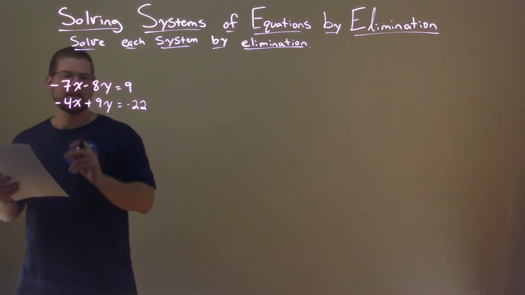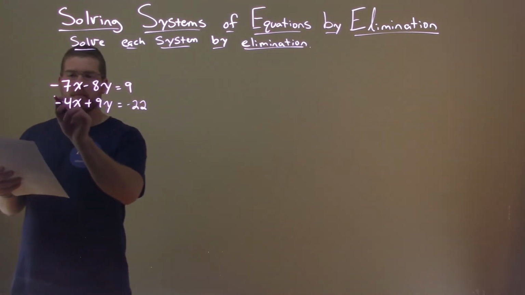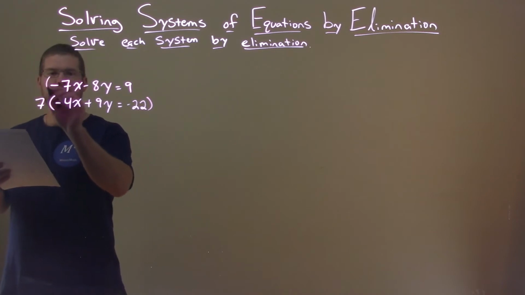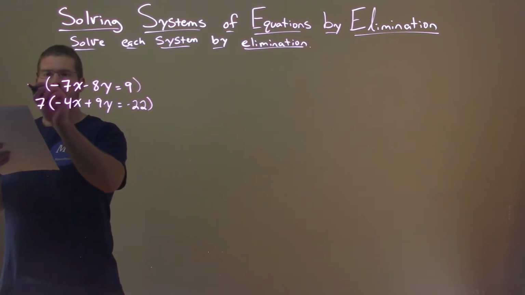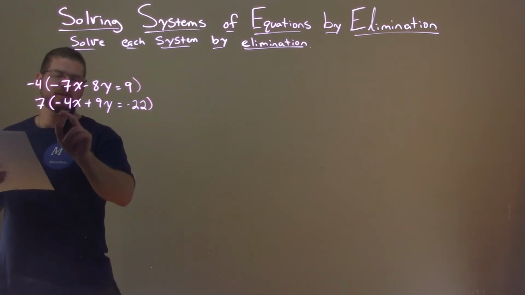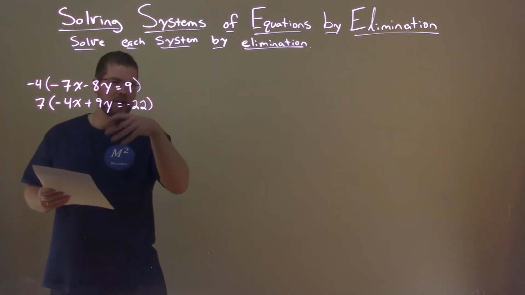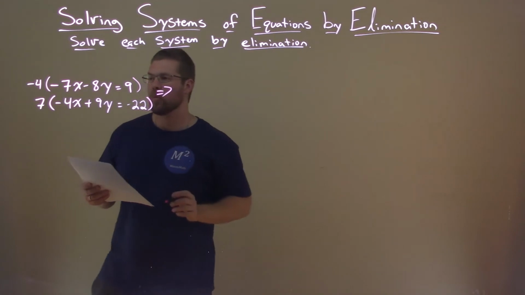So my goal is I'm going to eliminate the x. To do that, I'm going to multiply the second equation by a positive 7, and the top equation by a negative 4. We want to make sure we have at least one of these x values negative and one positive, so when we add them, they eliminate. So what does this look like?